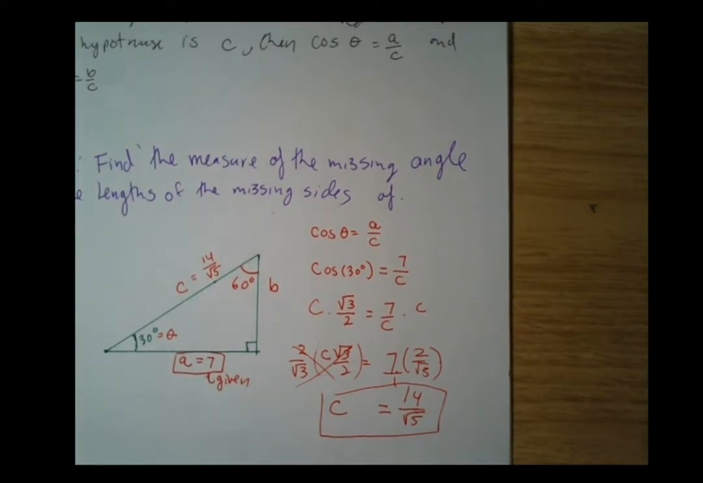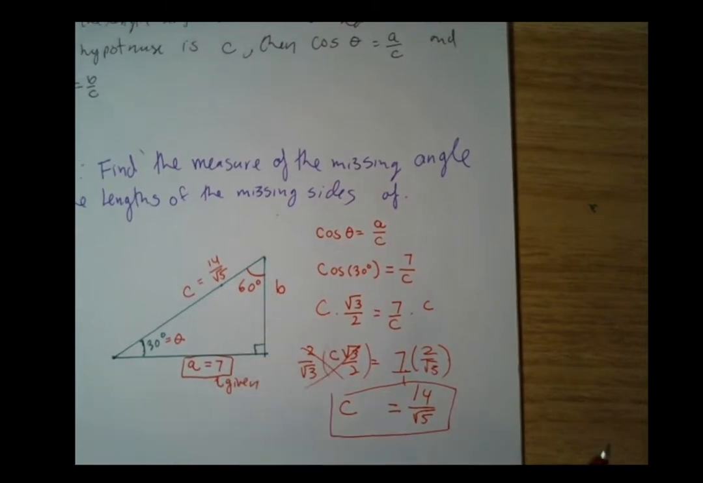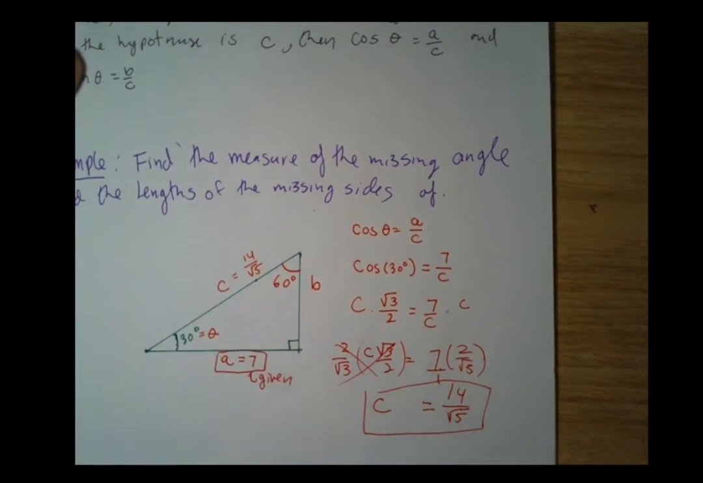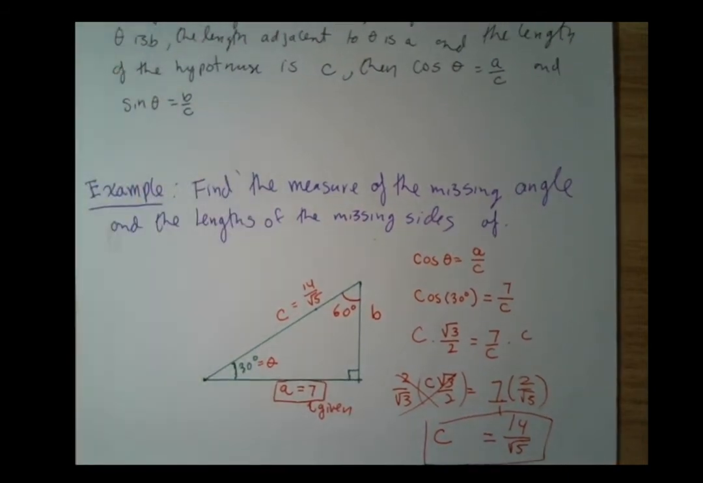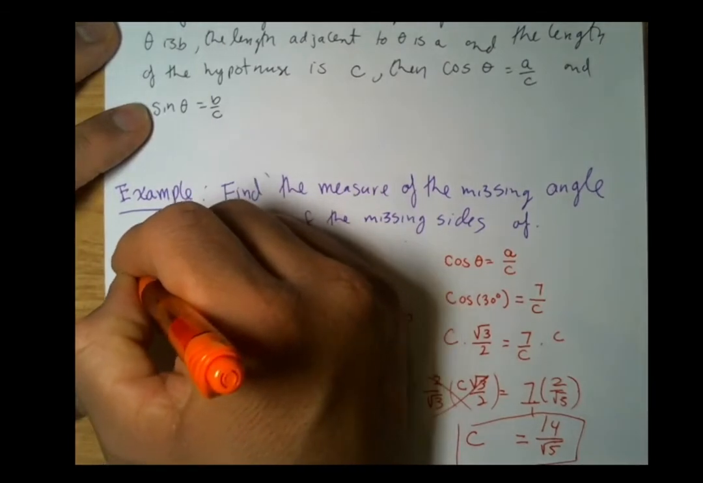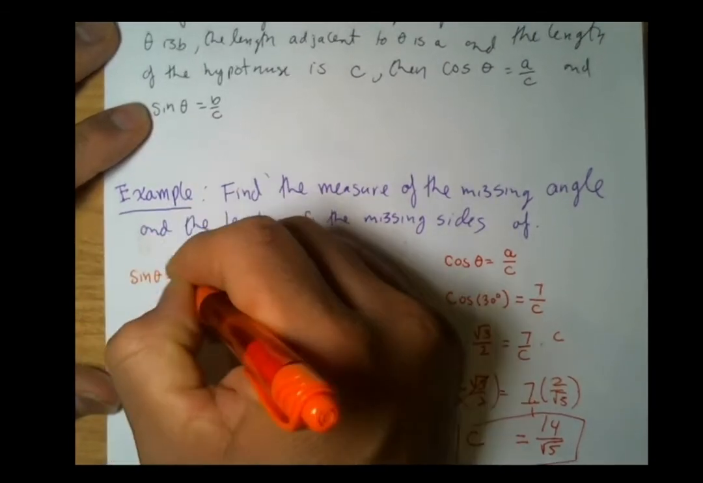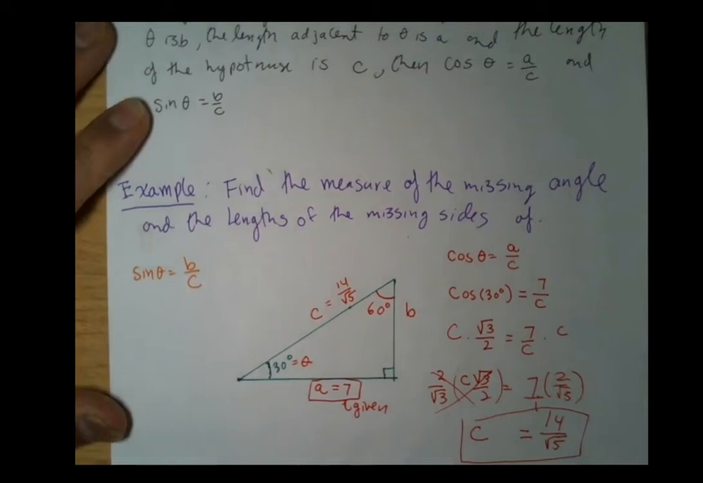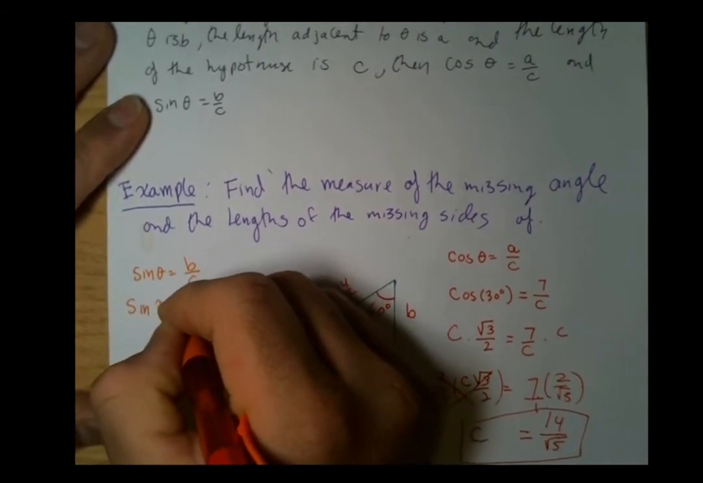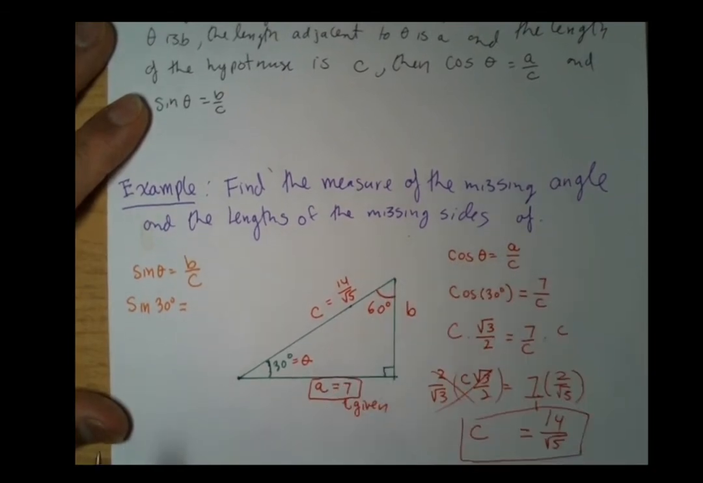All right, so now the last thing to find is the value of b. For b, it's the opposite, so we're going to use the sine. Let me write it over on this side now. We have sine of theta is equal to b over c. All right, let's plug in what we know. Sine of 30 degrees equals, b is unknown, and c I found already, right?